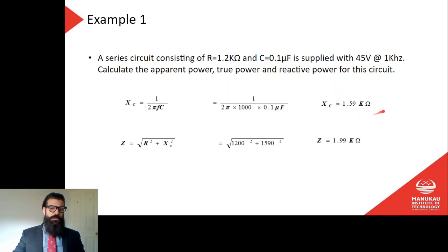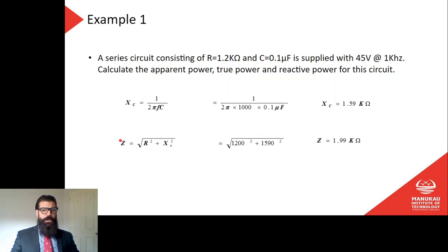So that should give us a result of 1.59 kilo ohms, or 1590 ohms. So 1590 ohms, 1.59 kilo ohms. So now we have our resistance, which is 1.2 kilo ohms, 1200 ohms, and 1.59 kilo ohms is our capacitive reactance. I can use that to work out my impedance now.